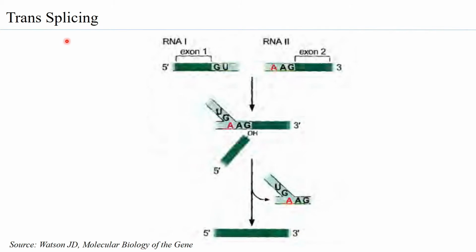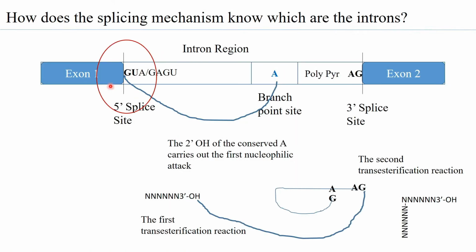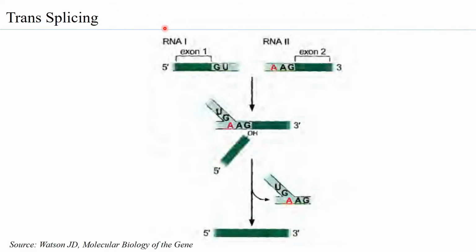Now you can also have a phenomenon which is called trans-splicing. Now what do you mean by trans-splicing? What you observed here was splicing within the same RNA, right? The RNA has the coding regions and the non-coding region, and the non-coding region is being spliced out by the two transesterification reactions. But you can also have two RNAs. So you have RNA1 with its exon 1, and this you can see is the 5' splice site. And you have RNA2, you can see the exon 2, and you can see the 3' splice site with the branch point A.